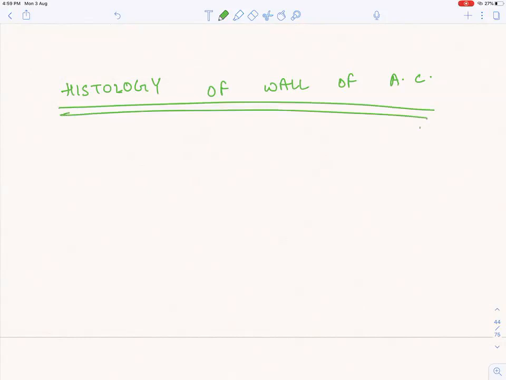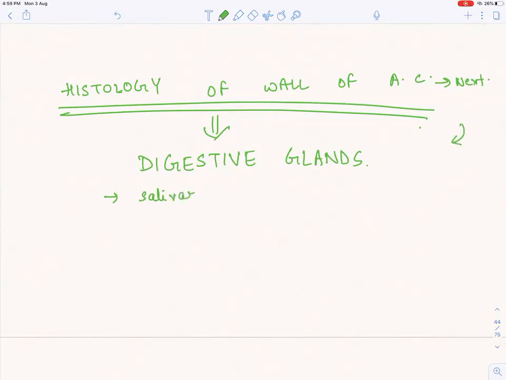We'll do a lot of things in this class with lots of diagrams, and when we are done with histology, after this we'll be doing the digestive glands. To understand the digestive glands, where they are present and what they are secreting, you need to understand the histology. So in the digestive glands, we'll be doing salivary glands. This is the next lecture.